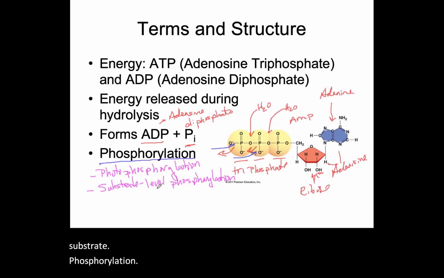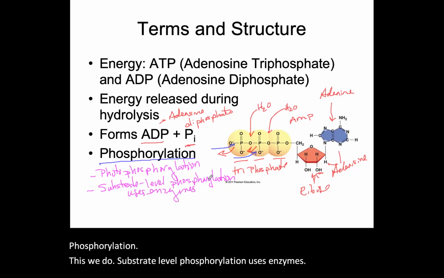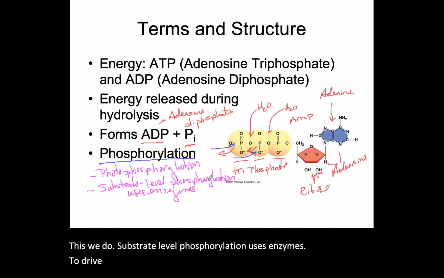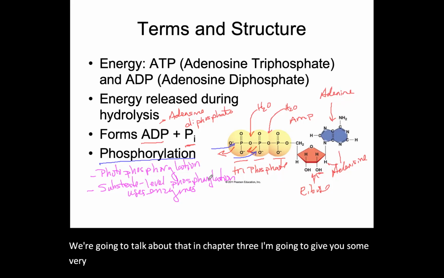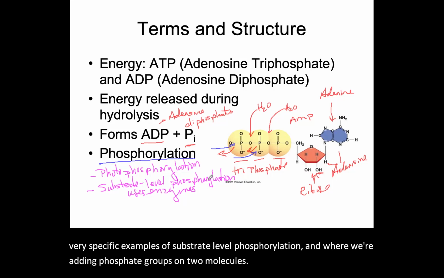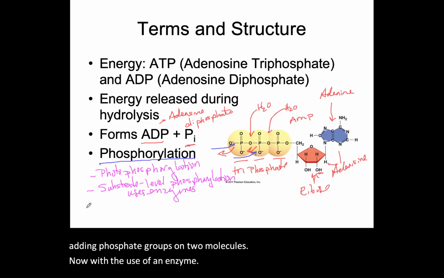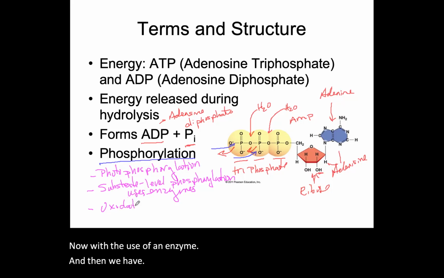This we do. Substrate level phosphorylation uses enzymes to drive the production of things like ATP. We're going to talk about that in Chapter 3. I'm going to give you some very specific examples of substrate level phosphorylation, where we're adding phosphate groups onto molecules with the use of an enzyme. And then we have oxidative phosphorylation.